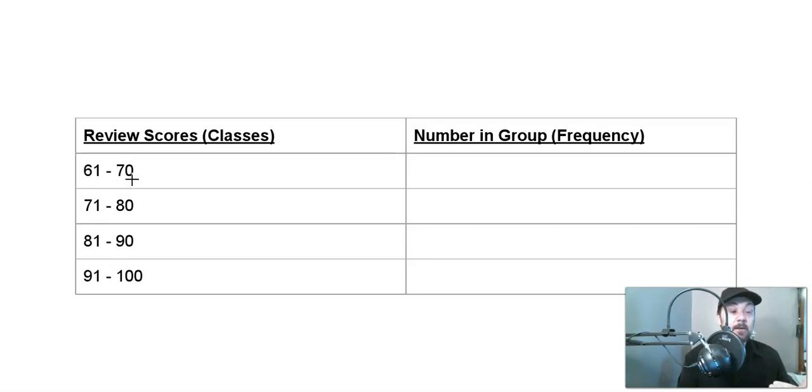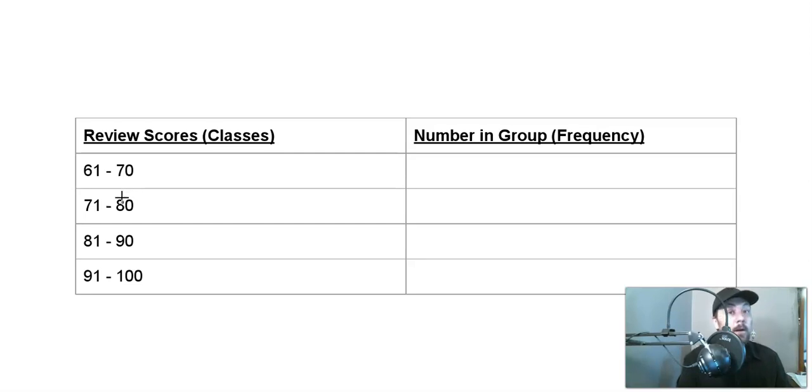There's no gaps here. Now you might say, oh, wait, between 70 and 71, but if you look at our set of data, there's no values between 70 and 71. We are dealing with integers, with whole numbers. And so there's no decimal numbers that we have to worry about.